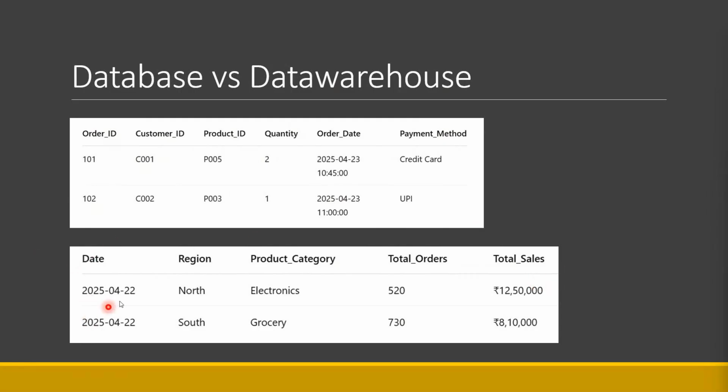So here, if you see, this is aggregated or summarized information, right? The total orders placed for a particular region, and for which product category these orders were made. So all the summarized information, the total sales, everything is here, right?